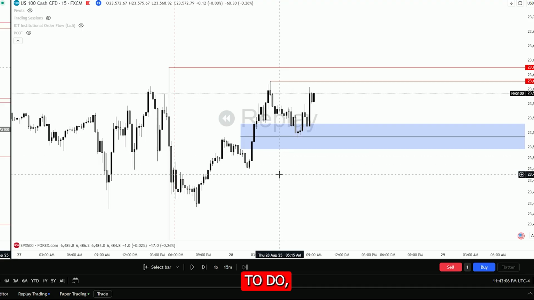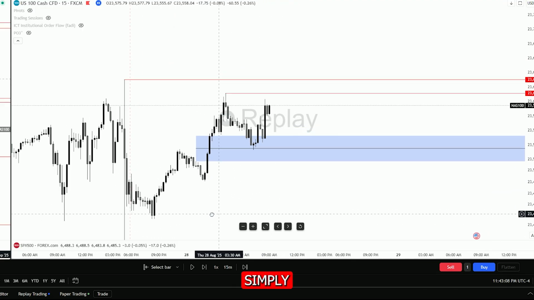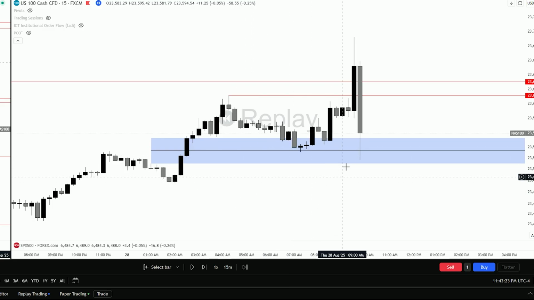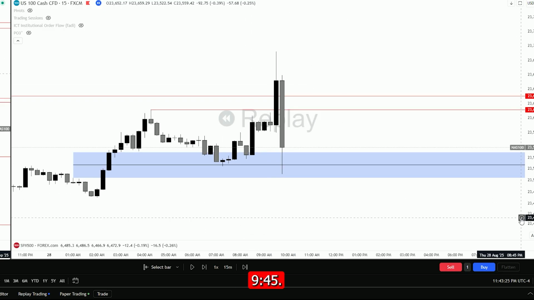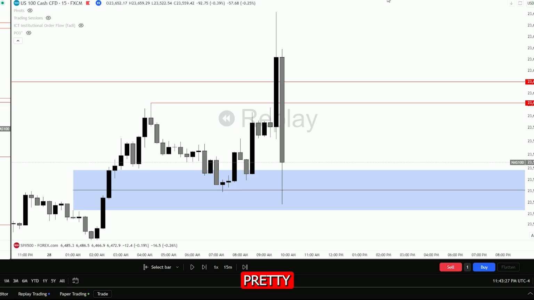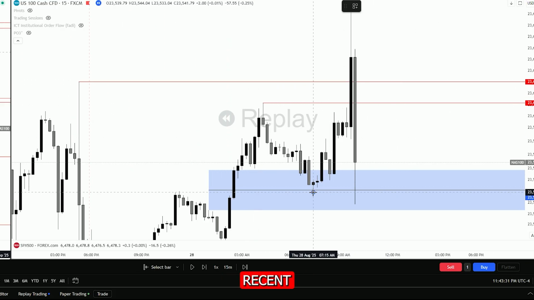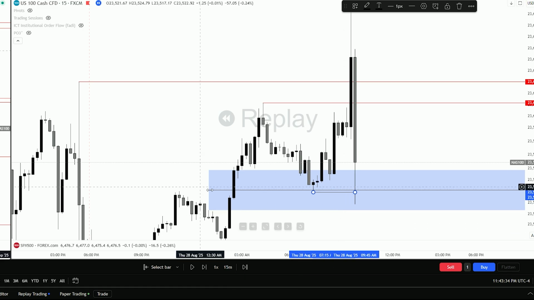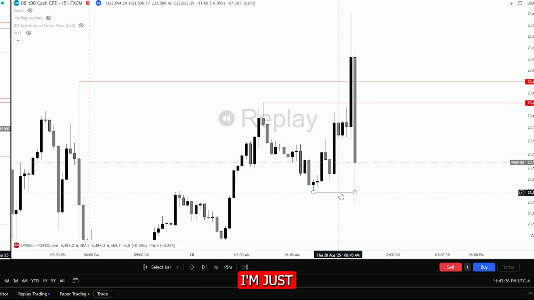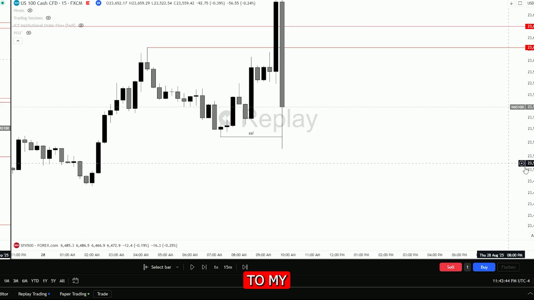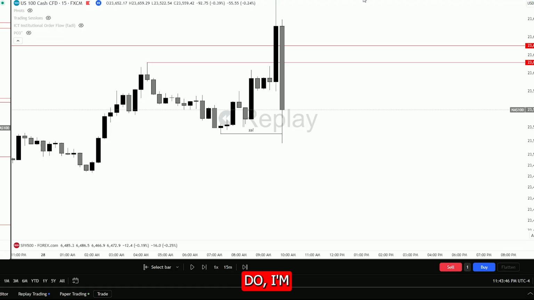So now what we're going to do is simply wait for the 10 a.m. open. So this is your 9:45. Now this is pretty interesting because you swept the buy side and you swept the recent sell side as well. I'm just going to remove this and mark this as a sell side liquidity. Now according to my model, what I used to do, I'm going to wait for the 10 a.m. open, which is over here.